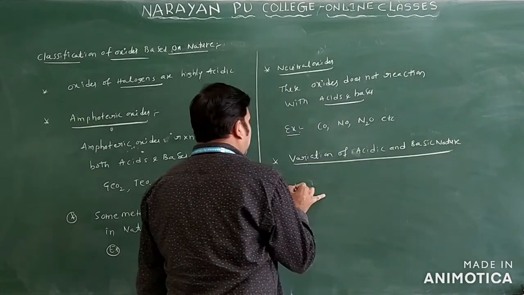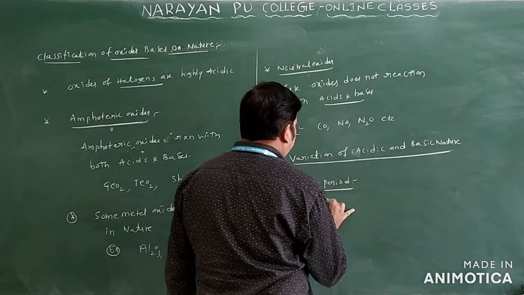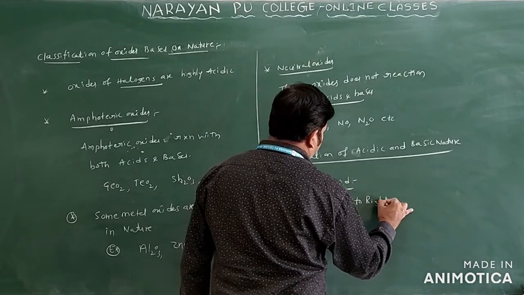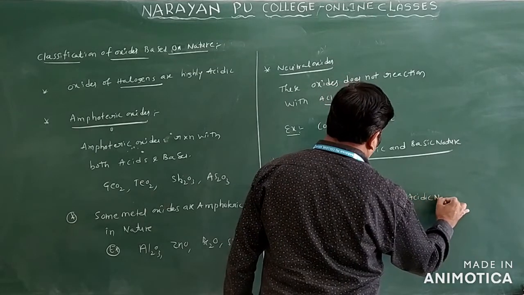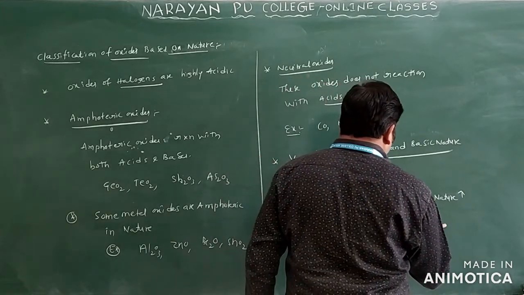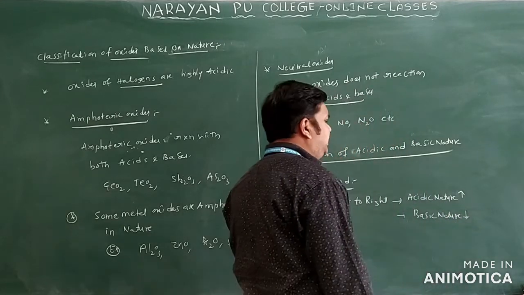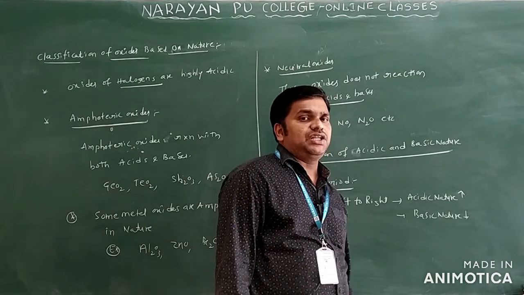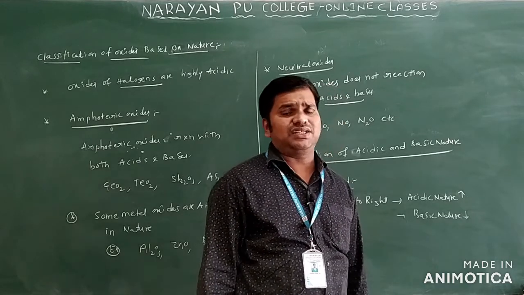If we take the first one, in a period, left to right, acidic nature increases and basic nature decreases. Why? Because in a period, left to right, electronegativity increases, so acidic nature increases. Positive charge means oxidation state increases, and acidic nature also increases.